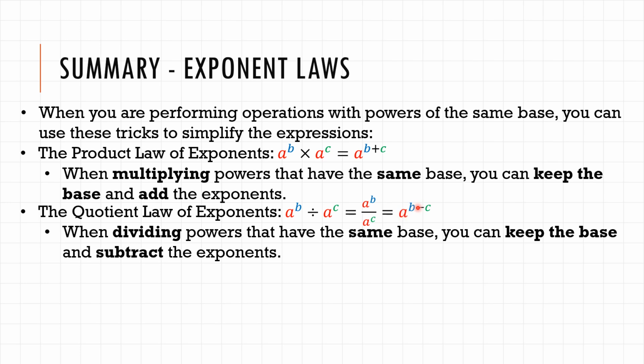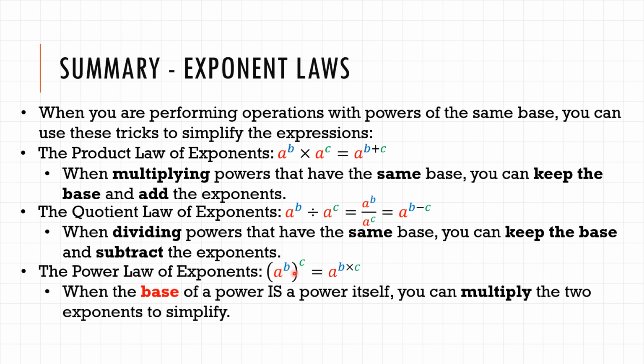subtract the exponents. The power law of exponents says that when the base of a power actually is a power itself, so here the base of the exponent c is a to the b, and that is a power itself, a to the power of b. When that is the situation you find yourself with, you can multiply the two exponents together to simplify it.